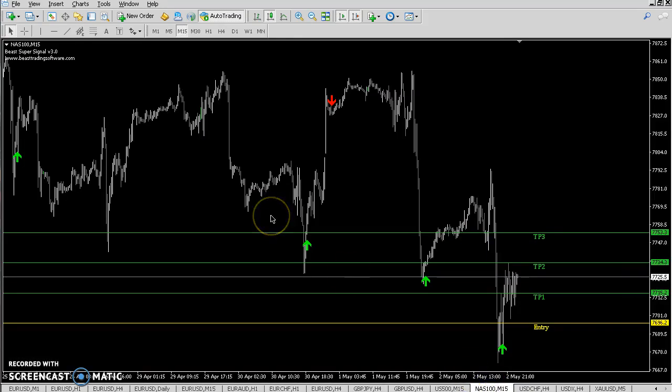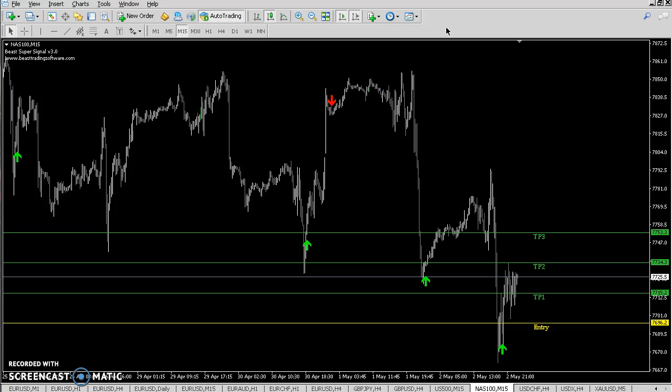Here we have NASDAQ. Here again, first of all, I just want to show you, here is a buy order which did lose. Guys, as I've always said in previous videos, this indicator is not 100%. It's not the holy grail. Unfortunately, there will be some signals that are inaccurate or that do lose. That is just how it is.